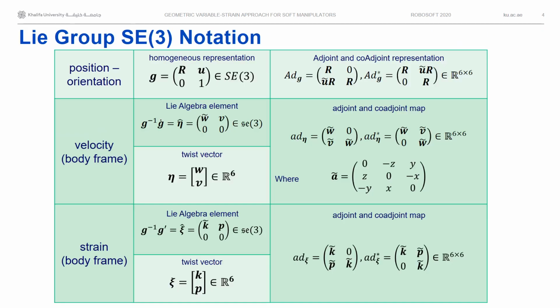In this presentation, Lie group notation is used. So position-like variables are elements of the special Euclidean group, while velocity variables and strain variables are elements of the Lie algebra of the special Euclidean group. Adjoint representations of the group and its algebra are also used to act on strain variables and velocity variables.